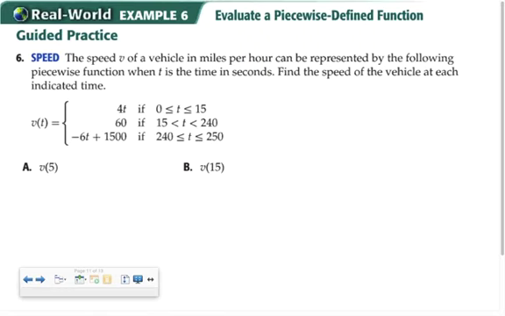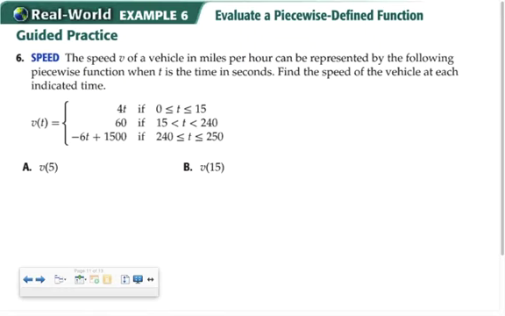If my input is between 15 and 240, then my output is 60 all the time. And then finally, if my input is between 240 and 250 inclusive, then I have to do negative 6t plus 1500, excuse me, in order to calculate the output.